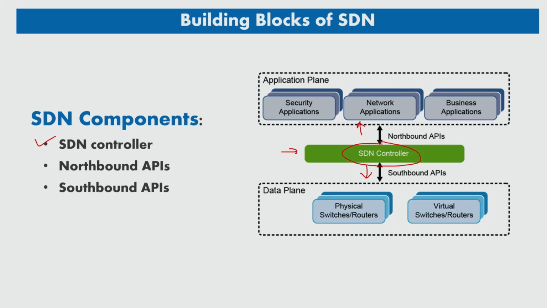SDN controllers are the network's brains, providing a centralized view of the entire network. Rather than being a mechanism to customize network control plane behavior in devices, the controller is an active member of the distributed network control plane. Now let's talk about the northbound APIs. These are APIs to communicate with applications and services running on the network.